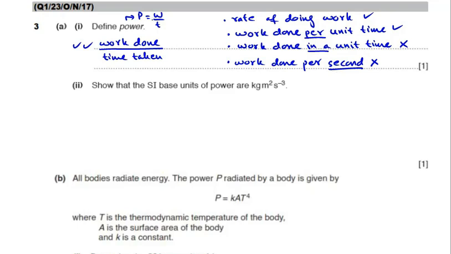For example, look over here. The SI unit of power is watt, the SI unit of work is joule, the SI unit of time is second. So watt may be defined as joule over second. Let's move on to the next part now.